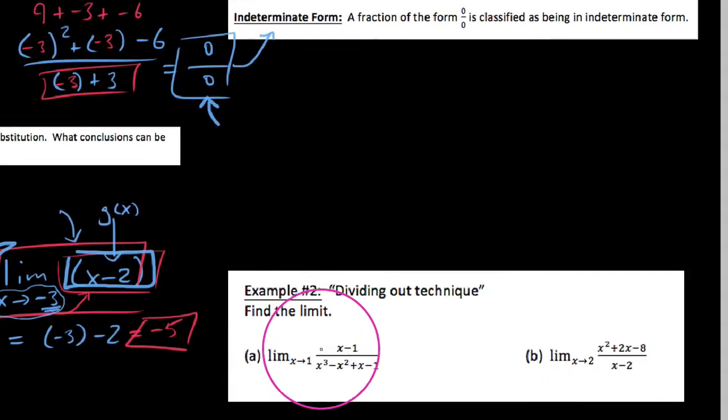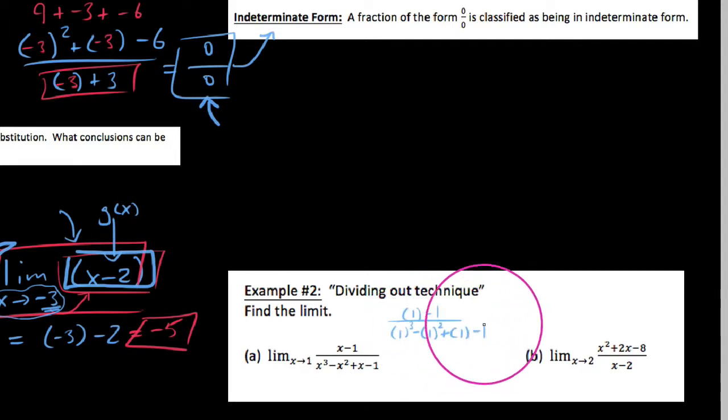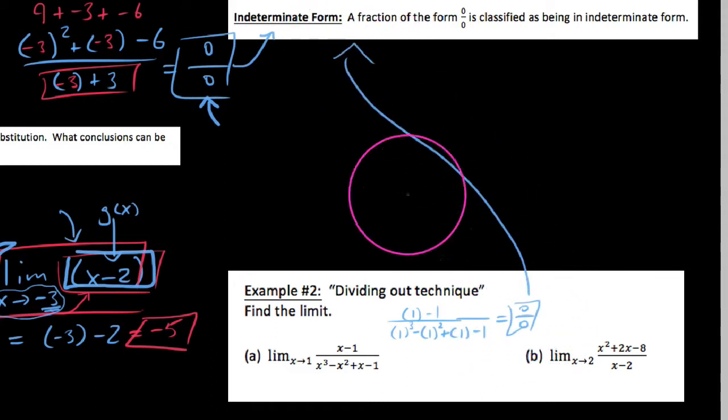So for instance, let's go find the limit as x approaches 1 of this, okay? Of course, my first alternative would be to always try to direct substitute. So we say, well, 1 minus 1 on top. It'd be 1 cubed down here minus 1 squared plus 1 minus 1. But what we end up with here is 0 on top, and we'd get 1 minus 1, plus 1 minus 1. We get 0 again. So this is the indeterminate form, okay?